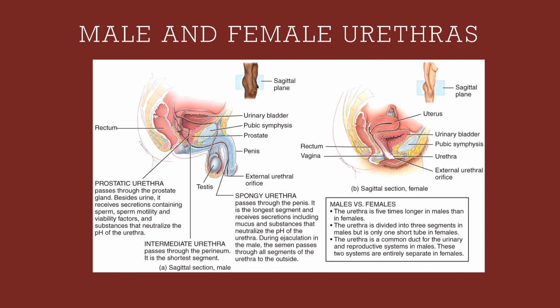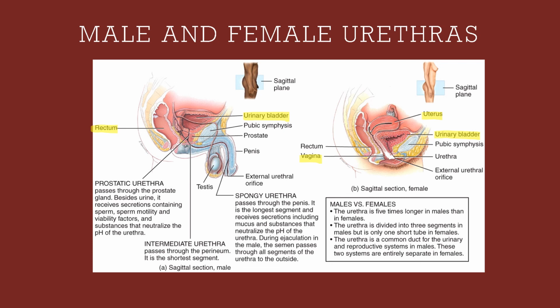Like I said, the urinary bladder capacity averages about 700 to 800 milliliters. It's smaller in females because the uterus actually occupies the space just superior to the urinary bladder. In males, the urinary bladder is directly anterior to the rectum. And in females, it's anterior to the vagina and inferior to the uterus.